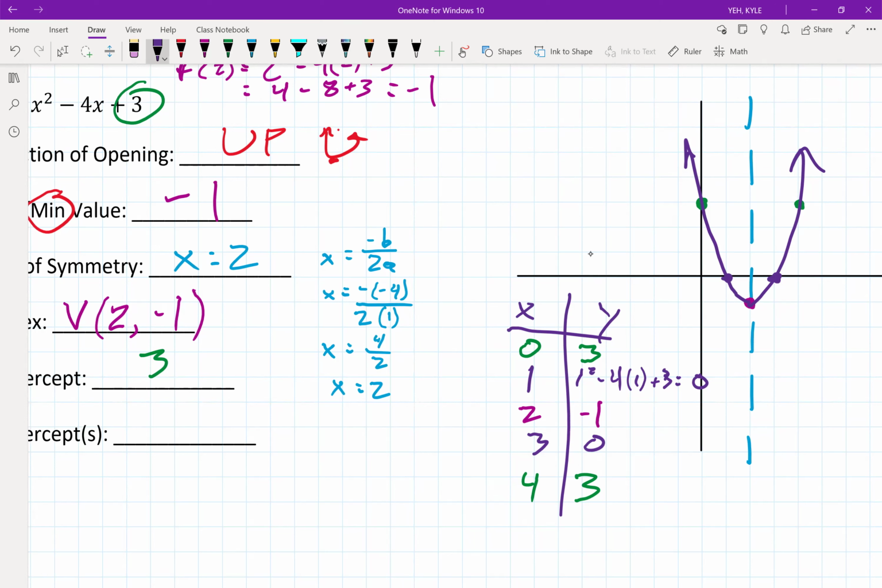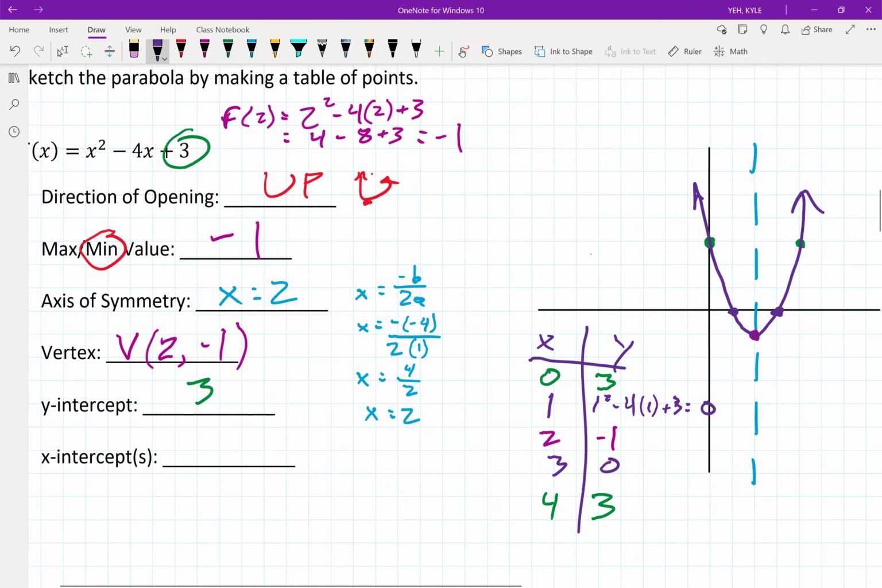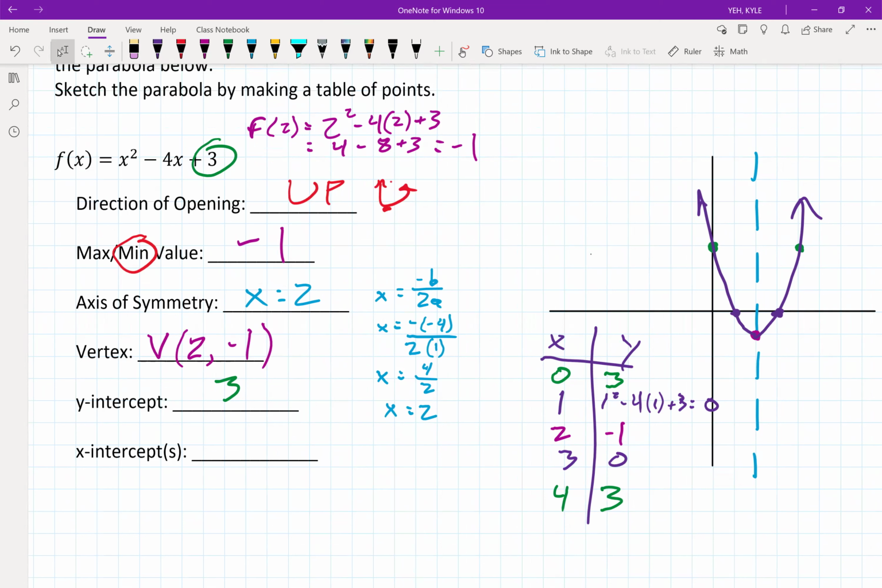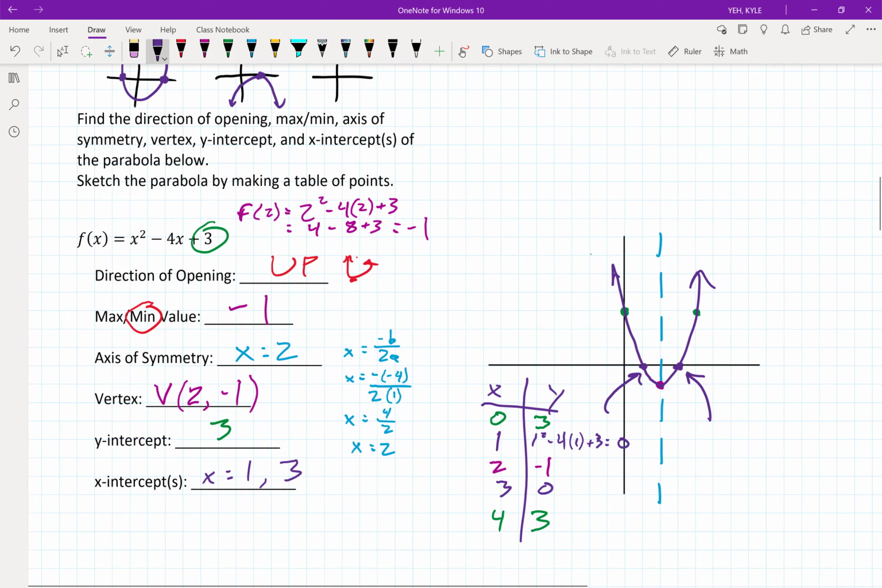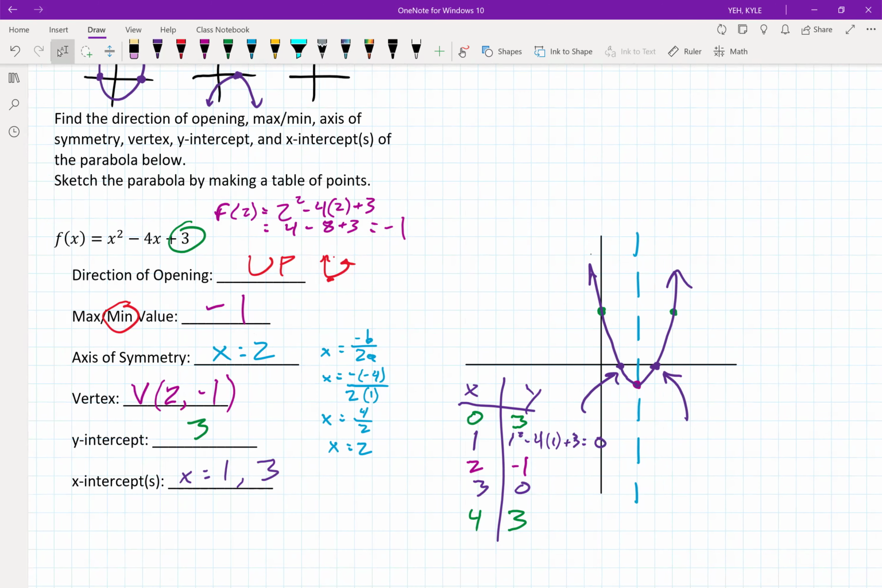Okay. And what are the x-intercepts? Well, from the graph, where did we hit the x-axis? It looks like when x equaled 1 or when x equaled 3. Those are, and I'm going to draw arrows, those are the spots I hit the x-axis. So this is just a quick example of how we can find all those different features on a graph. Okay, let's try another one. I'll go through the next example a little more quickly because we've done it once already.